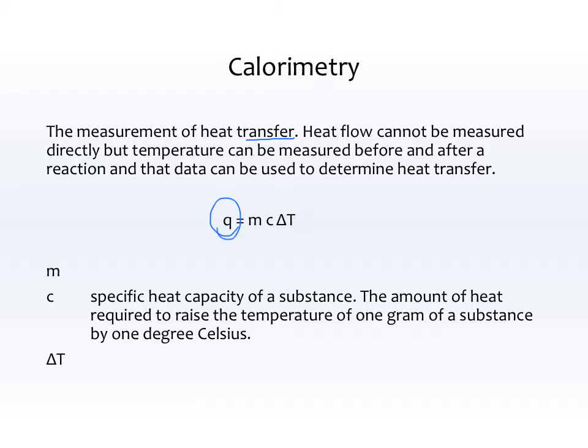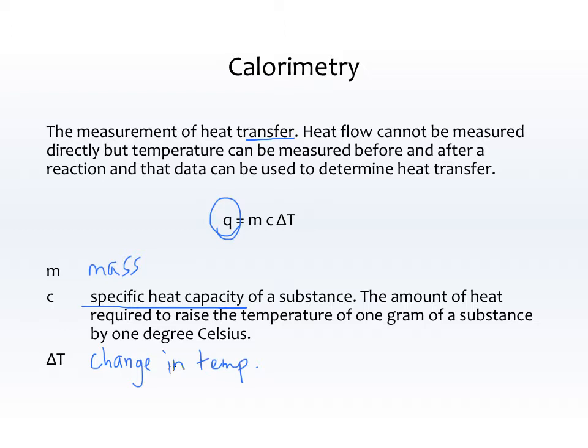Then we have M. M stands for mass. That's the mass of the thing that we're looking at. C is the specific heat capacity of a substance. That's the amount of heat required to raise the temperature of 1 gram of a substance by 1 degree Celsius. The specific heat capacity has to do with how much energy it takes to heat or cool something. And then delta T is the change in temperature.